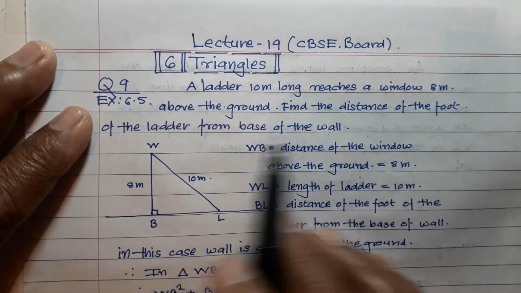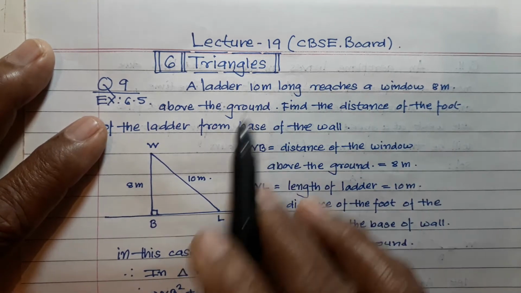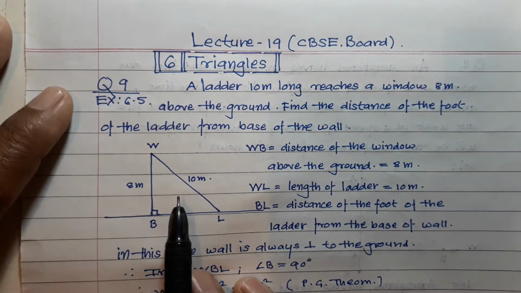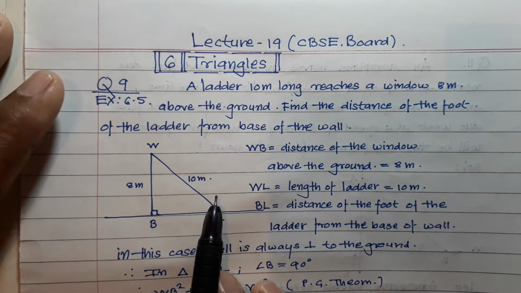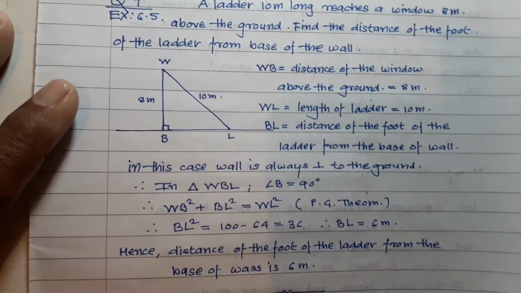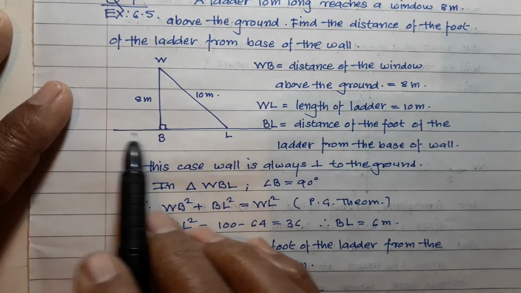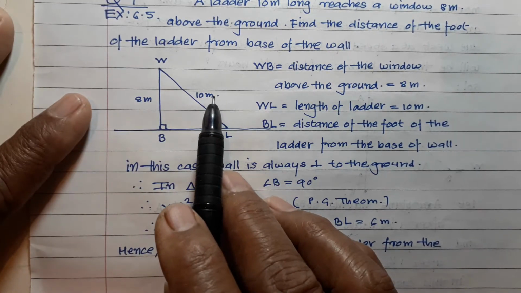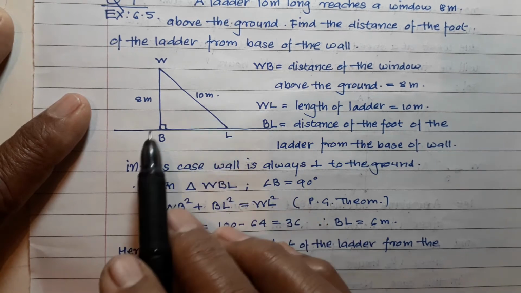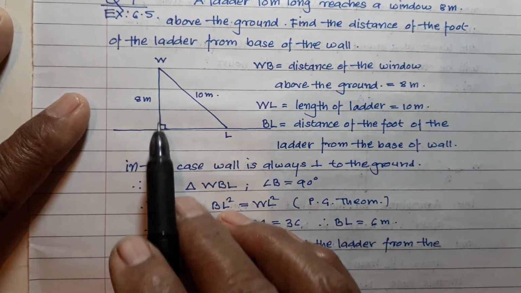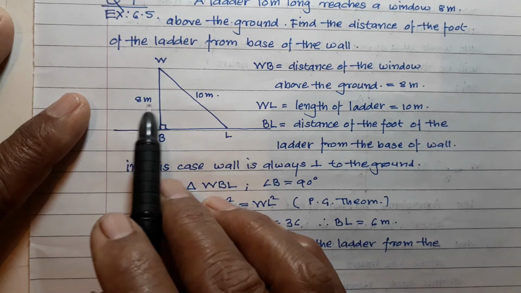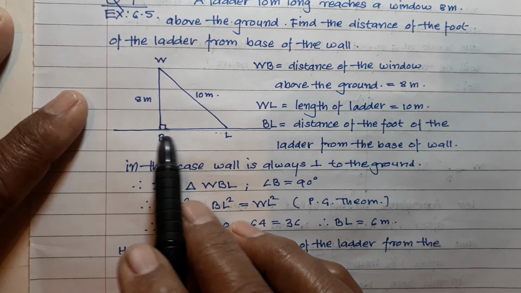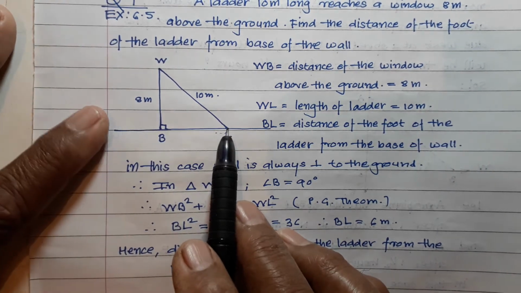Now, if you want to solve this type of example, you represent this given example by means of a figure so that you can easily solve it. Okay. Now, try to understand. This is the ground level. This is a ladder 10 meter long, and this is a window which is above the ground 8 meters. Find the distance between the base of the wall and the foot of the ladder.